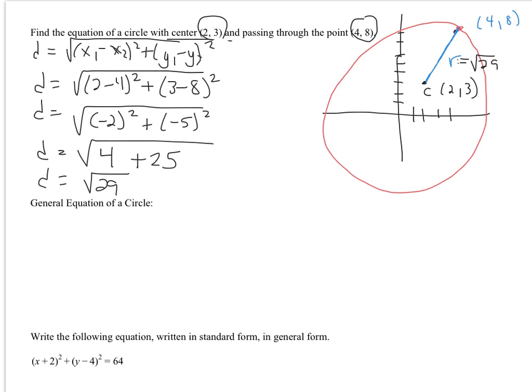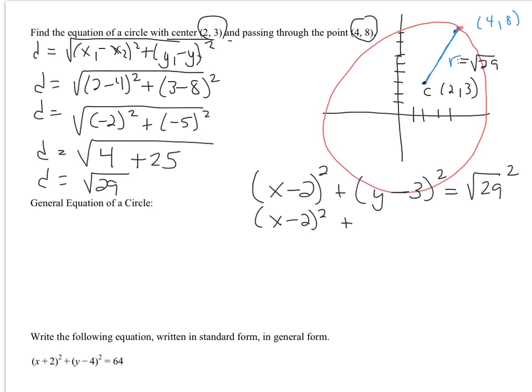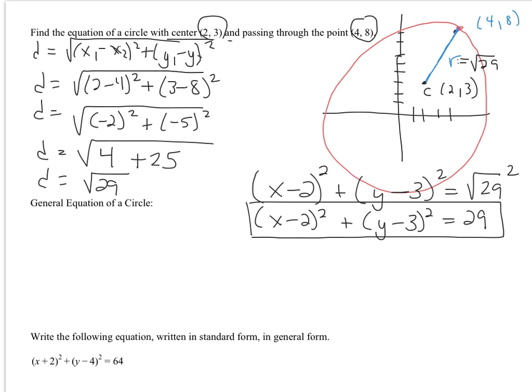So writing the equation of the circle is really simple. Once you have the radius and center, it's nothing really to it. Because remember, our equation is x minus the first part of the center, so x minus 2 squared, plus y minus the second part of the center, so y minus 3 squared, equals square root of 29 squared. But if you square a square root, then remember those cancel out. So this would just be 29. So this is a circle that has a center of 2, 3 and passes through the point 4, 8.